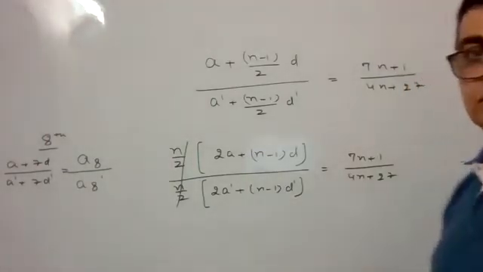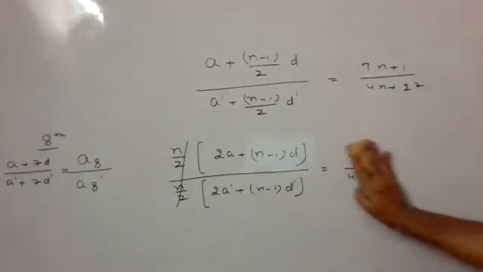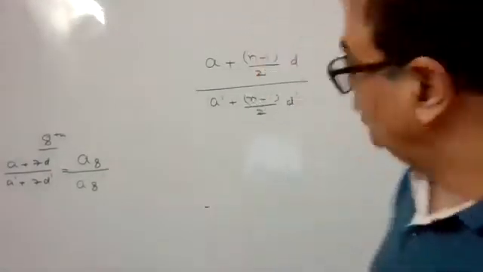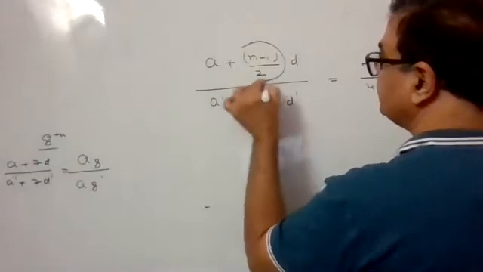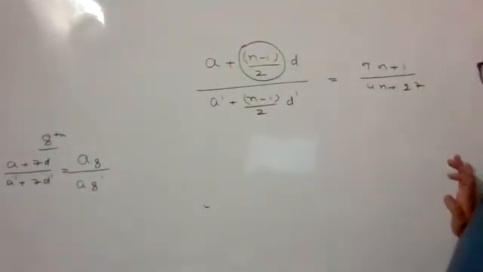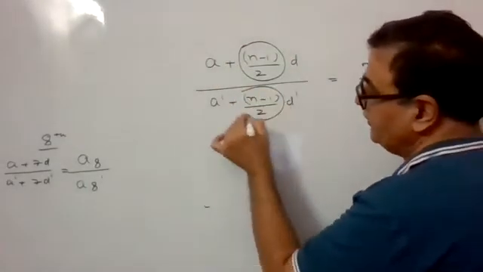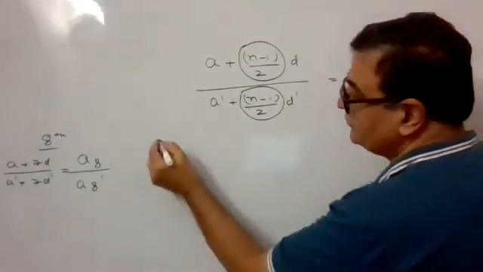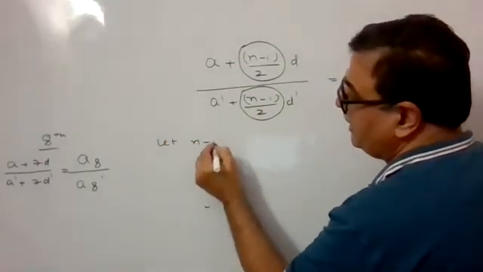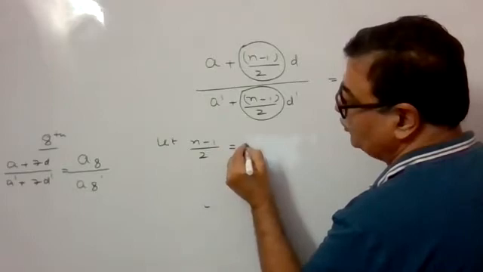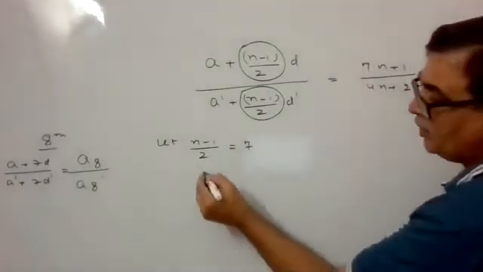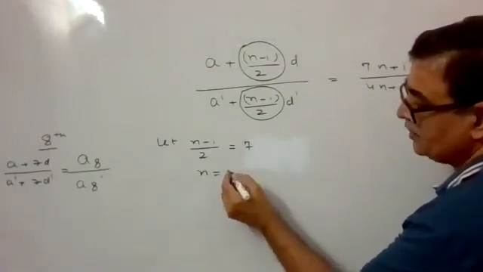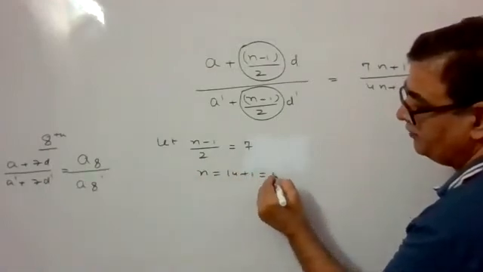Okay, now to get the ratio of the eighth term, I need this to be 7, this also to be 7. That means let (n minus 1) by 2 come out to be 7. Then you have n will be what? 7 into 2 is 14, plus 1, coming 15.